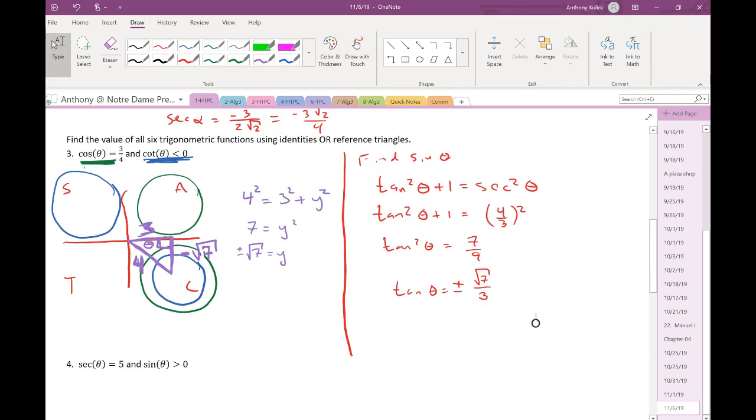Everybody's okay there? And tangent and cotangent are reciprocals, right? Everybody agree with that? And I know that cotangent here is negative, so I can say that.